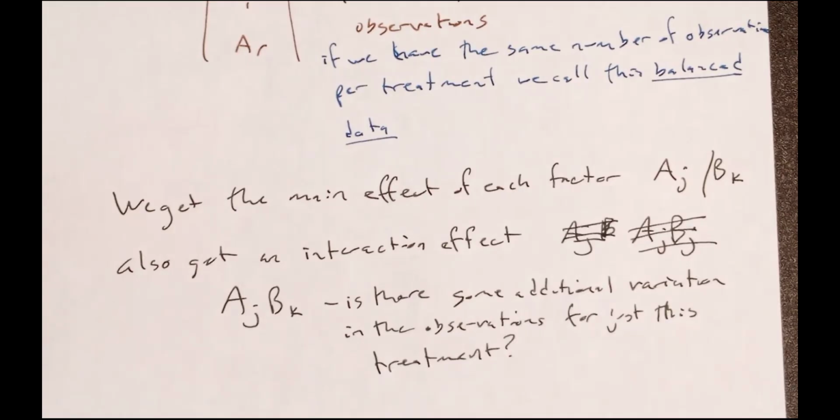So remember, the main effect would tell me, yes, the choice of A, the choice of driver, makes a difference. The main effect for B would tell me the choice of hotel we are going to makes a difference. The interaction effect would say, is there something specific about this driver and this hotel that makes that one vary more?